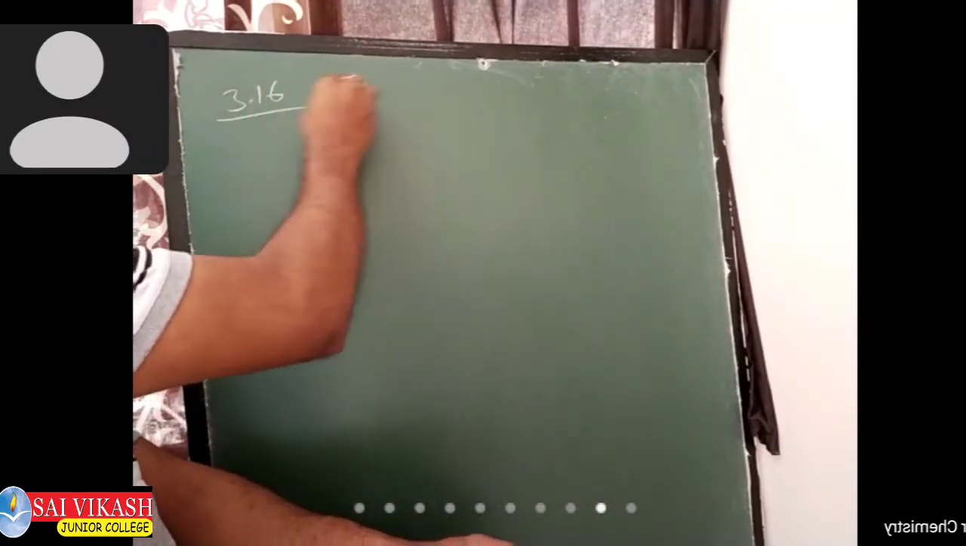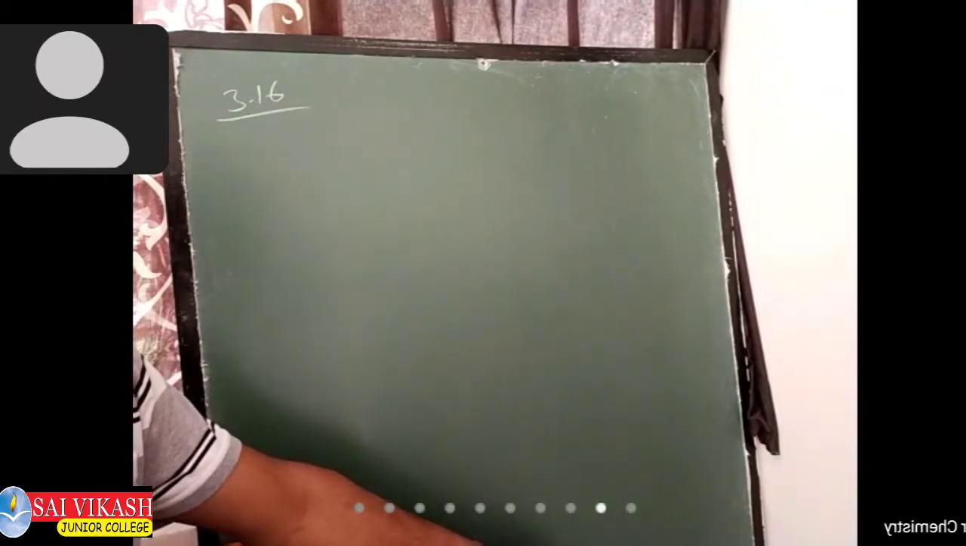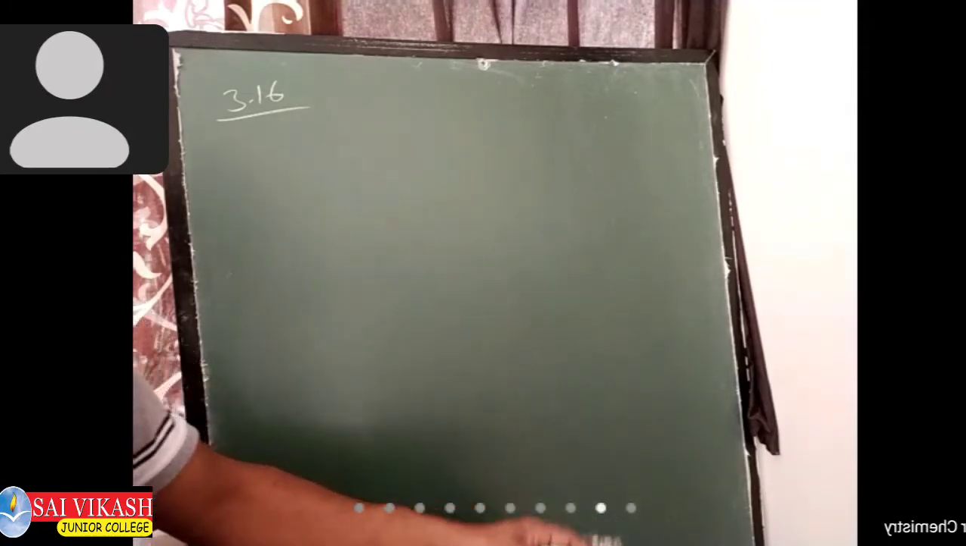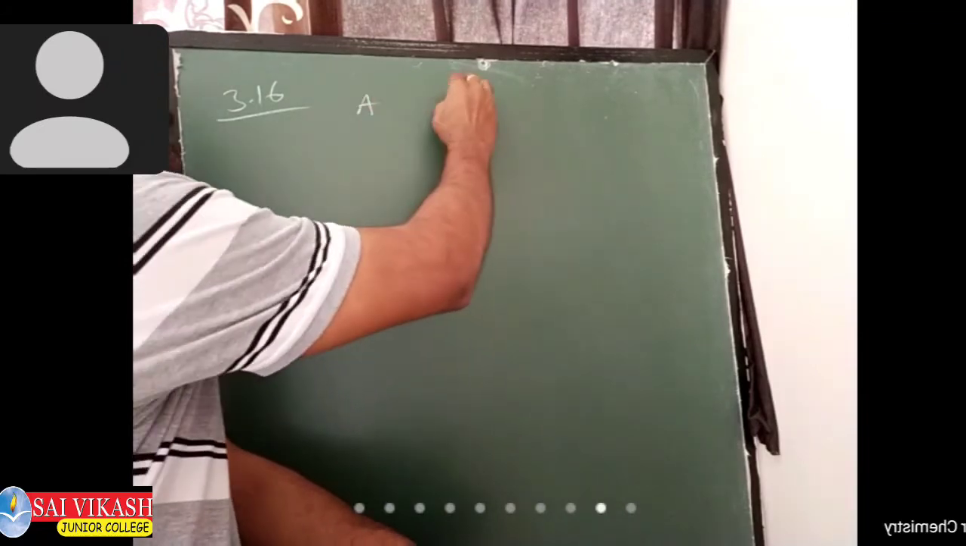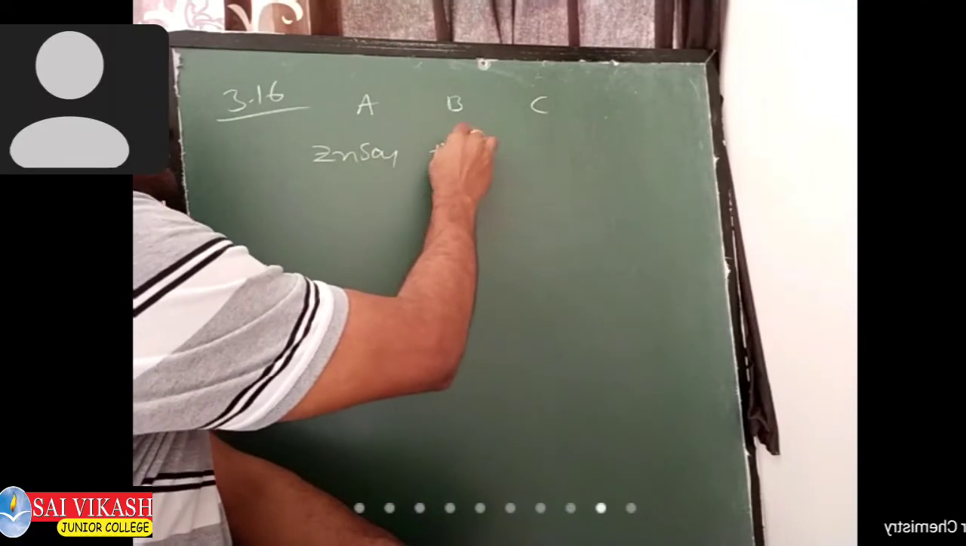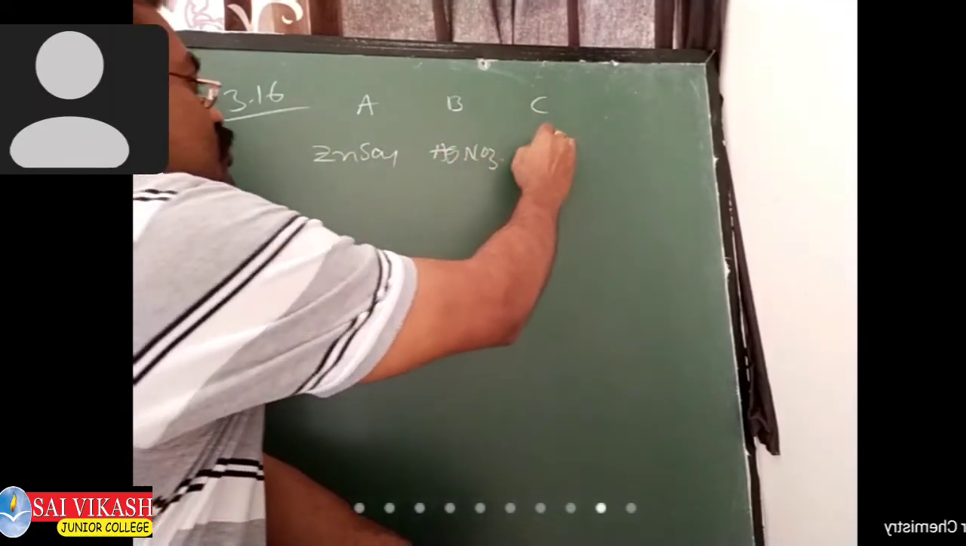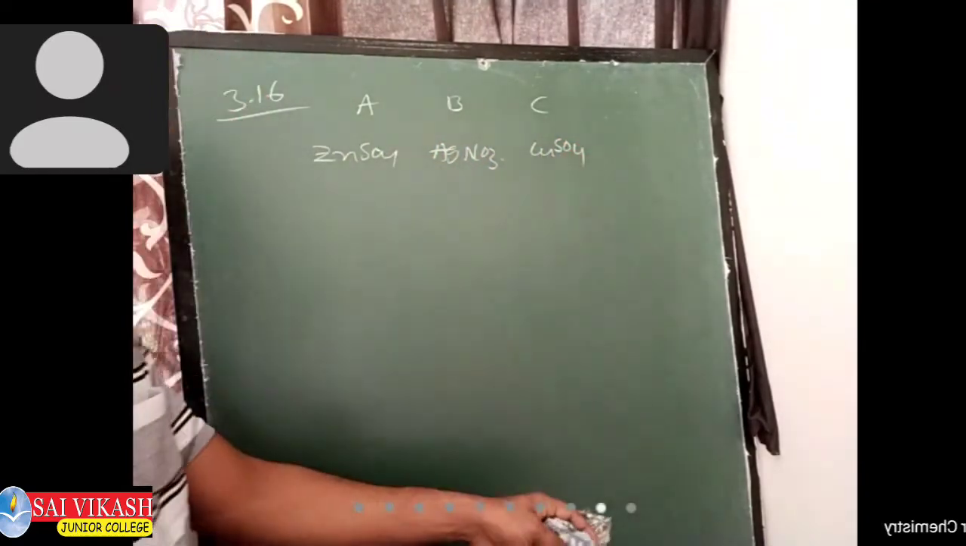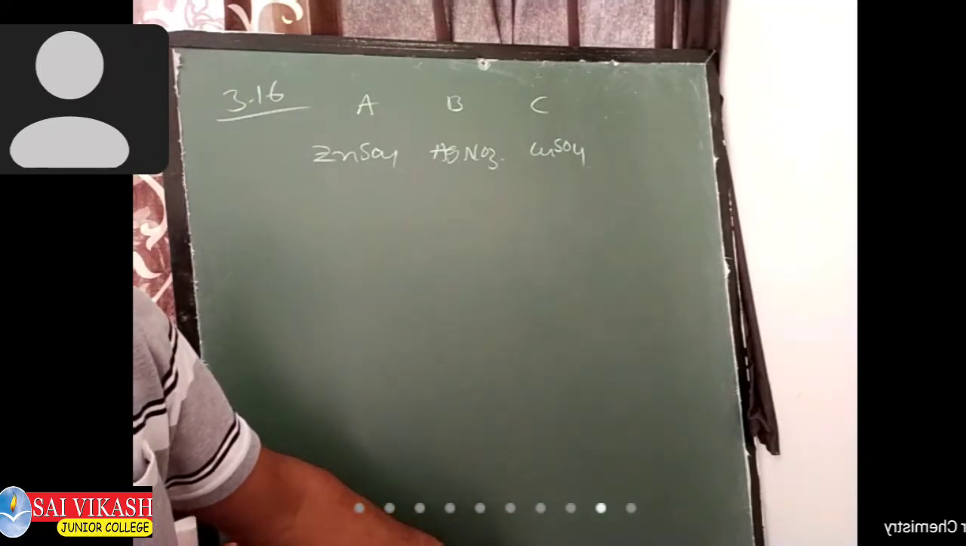See, exercise 3.16 question number. It is important for 3 marks question. No, at least 3 marks. Chances to come for 5 marks also. See, the electrolytic cells A, B, C containing solutions of zinc sulfate, AgNO3, CuSO4 are connected in a series.